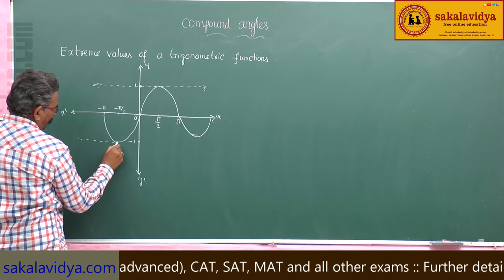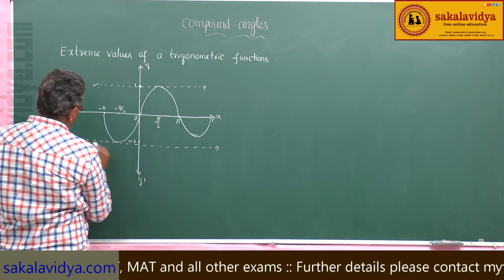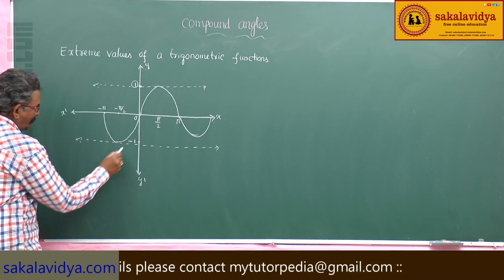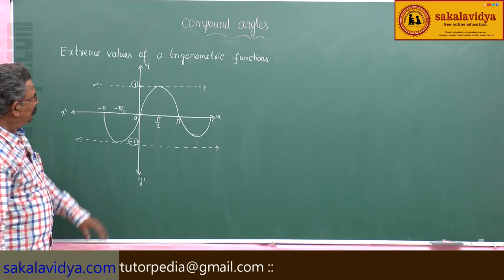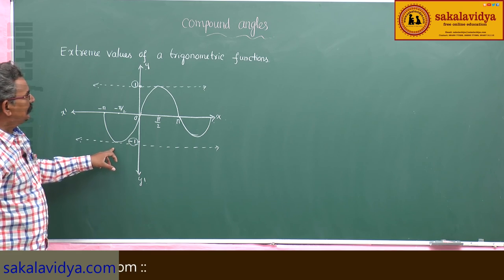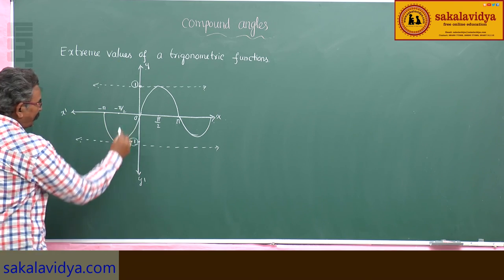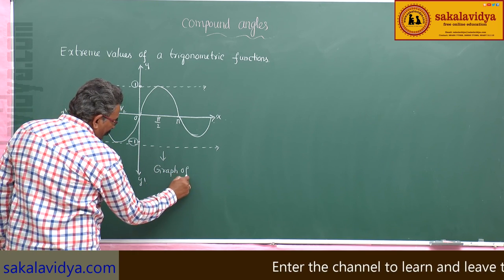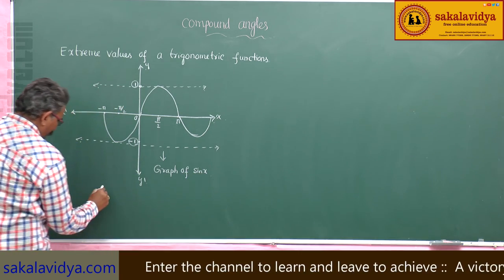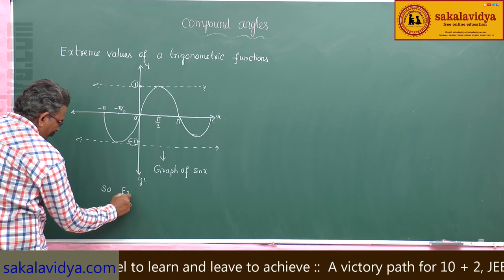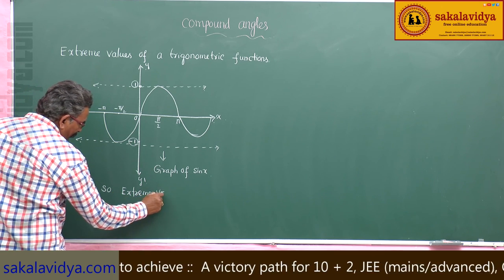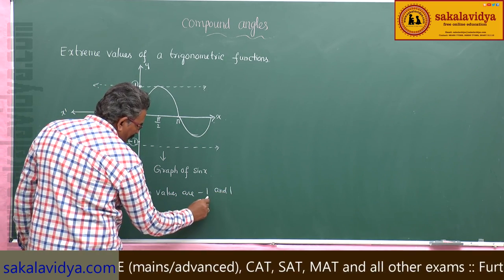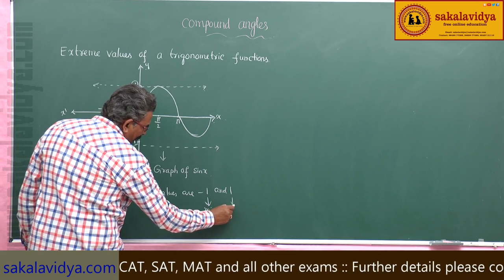If you just observe the graph like this, so now this 1 will be the maximum value, this minus 1 will be the minimum value. So, these two values are known as extreme values of sin x function. This is the graph of the sin x function. Since this is the graph of sin x function, extreme values are minus 1 and plus 1. This is minimum, this is called maximum.